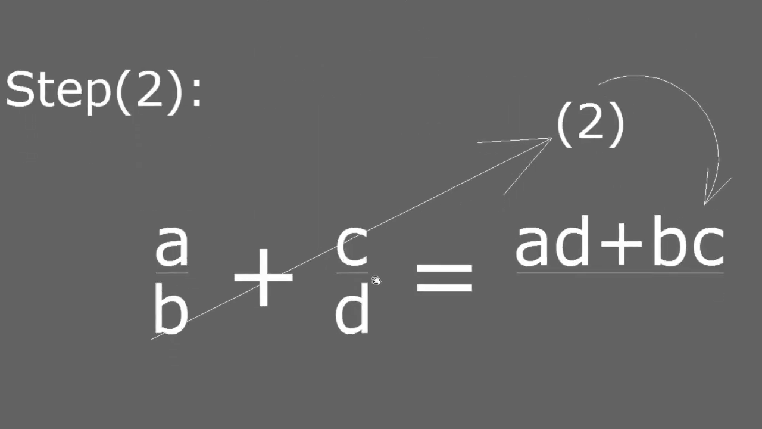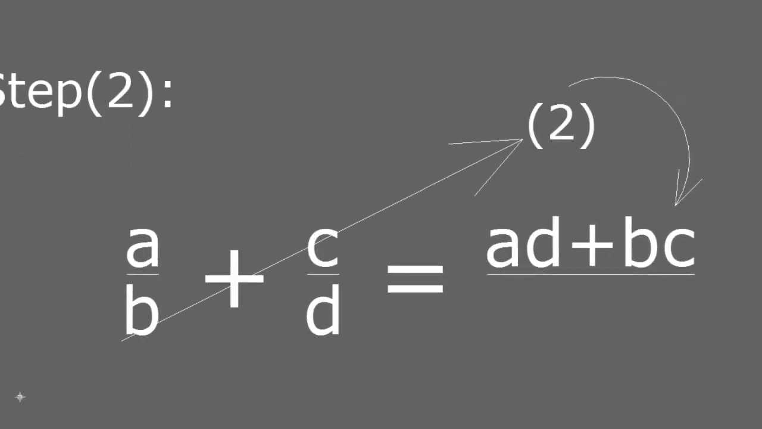To that, I have to add the second step. And the second step is the second stroke of the x, going up. In that way, I go through the b, which is the denominator of the first fraction, and c, which is the numerator of the second fraction. And that also goes in the numerator of the other side of the equation. So now I have a times d from the first step plus b times c from the second step.